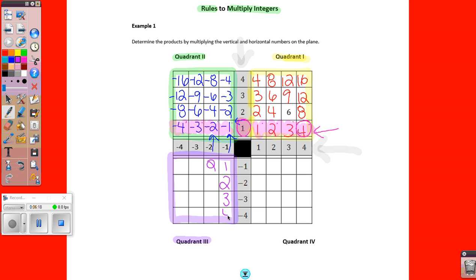-1 times -4 is +4. Okay, now I can highlight so we can find that pattern that I was talking about. So I'm going to highlight just this column in orange here, looking up and down vertically.